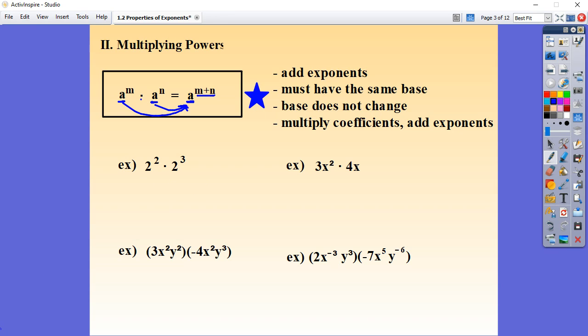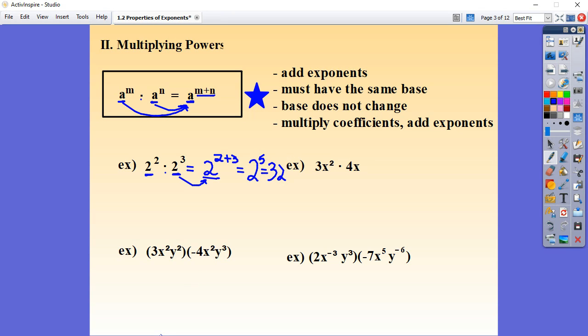Let's make sure we can get 32 using our property, though. If you notice here, we have common bases, and we're multiplying. So what that means is my base stays the same. Base does not change. But what I do is I take my exponents now and simply add them. And you get 2 to the 5th. And what we said the answer should be is exactly what it is, which is 32.